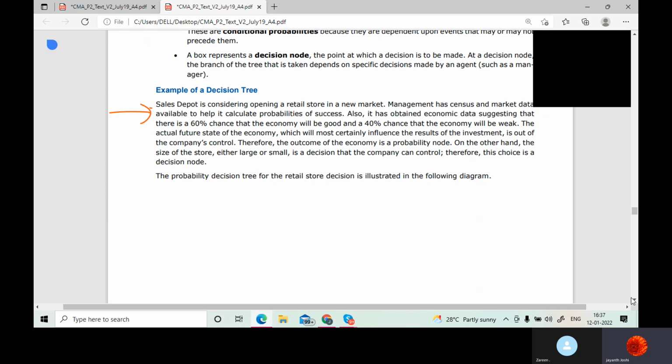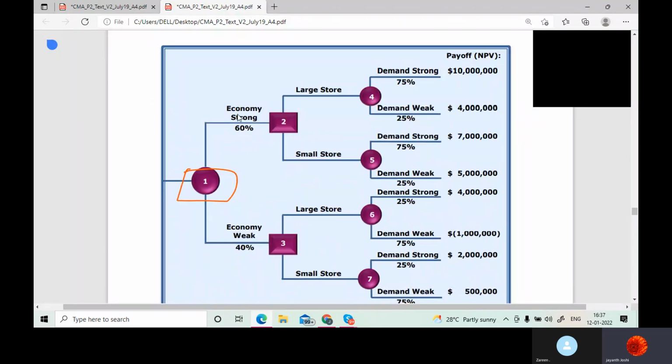So you can see they have given some data, and when we discuss that data, we understand some points. This is node 1. They are saying about the economy: 60% chance that the economy would be strong, and of course, understood, 40% it would be weak. Then there's a large store which operates under a strong economy. Small store also operating under a strong economy. Weak economy, even there are large stores and small stores. And then these are nodes 2 and 3.